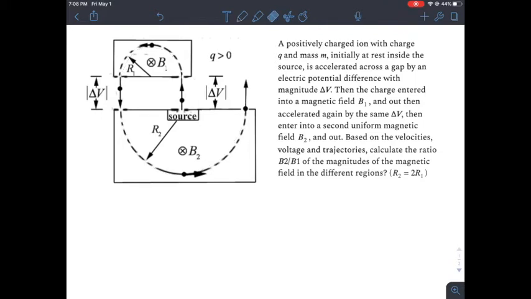And we know that R2 is equal to 2R1. So it's a very hard problem. I want you to try it yourself. After you try it, come back to the video and I'll show you how I did it.